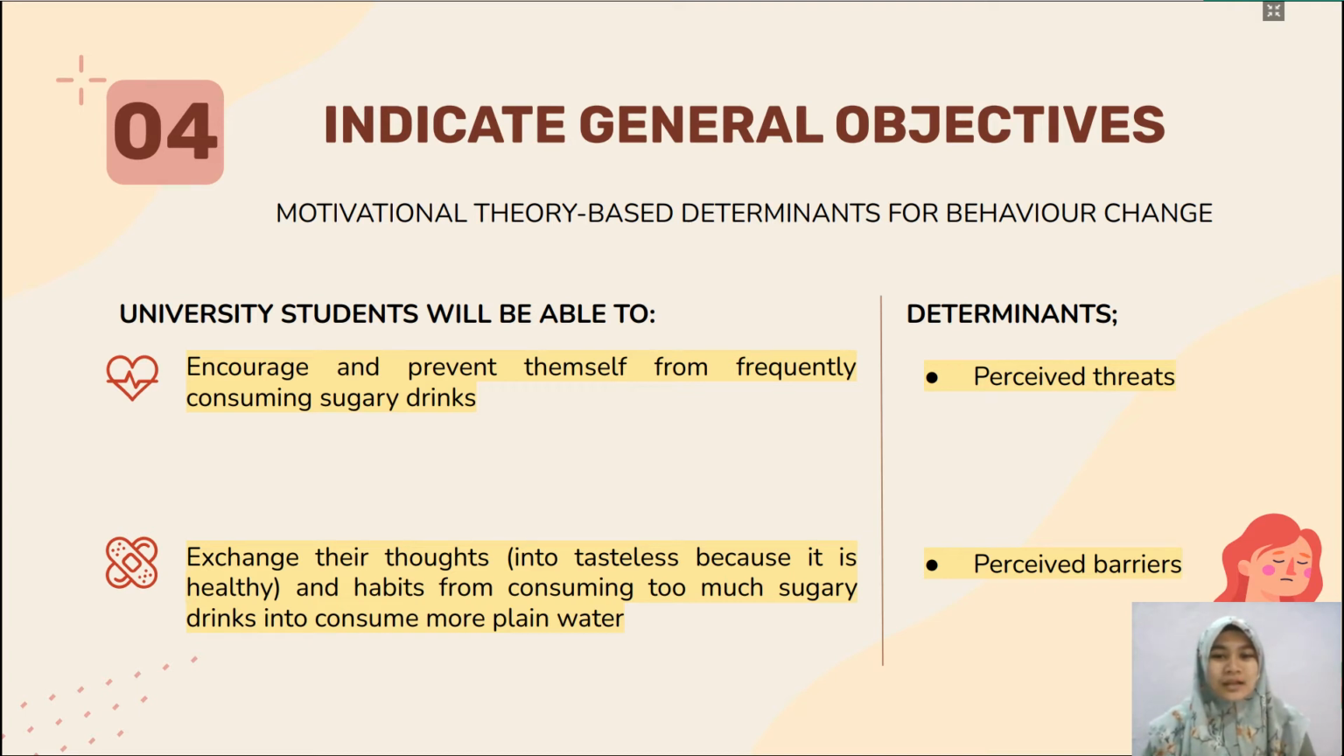Study. Okay, for the motivational theory-based determinants, we use perceived threats and perceived barrier. With the perceived threats, the university student will be able to encourage and prevent themselves from frequently consuming too much sugary drinks. And number two, perceived barrier. By perceived barrier, the university students will be able to exchange their thoughts and habits from consuming too much sugary drinks into consuming plain water. Why plain water? Because it is healthier.